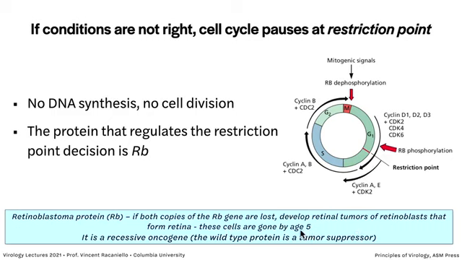And that's why the kids get the retinal tumors. So we call this a recessive oncogene. You need to delete both copies in order to get transformation of cells, as opposed to the dominant oncogenes in the retroviruses. You only need to put one copy in.